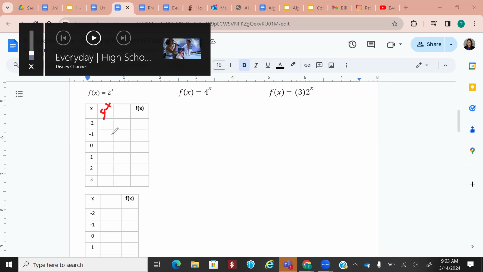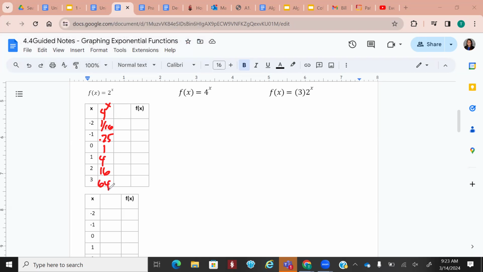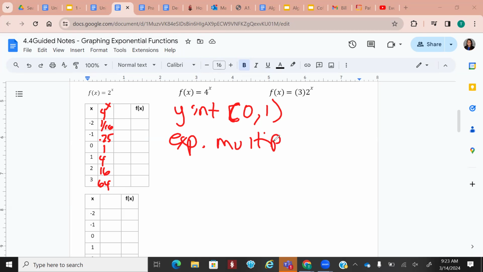All right, so 4 raised to the x, that's going to give me, I don't know what 1/16 is in decimal form. On the next one, this is going to give me 0.25. Next one, 1, 4, 16. I think the next one's 64. Okay. Now, what is the y-intercept? So 0, 1. You've got to write it as an ordered pair on your mastery check. Is this exponential or is it linear? Exponential. Okay, why? We're multiplying by what number? 4.